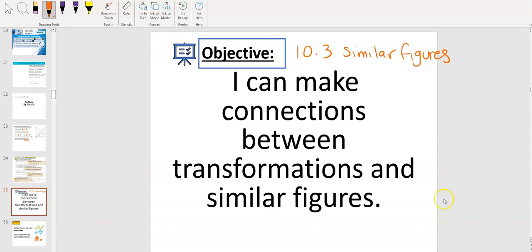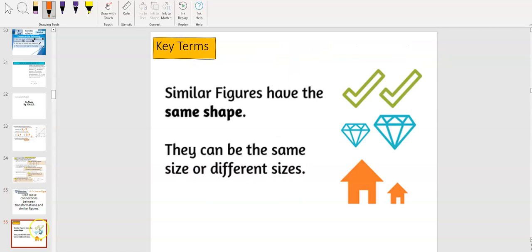All right, here we go. We are on the last lesson of Module 9 and Module 10, 10.3, where we are going to make connections between transformations and similar figures. So the first thing you got to do is take some notes on our key terms. Our first or only key term in this is what a similar figure is.